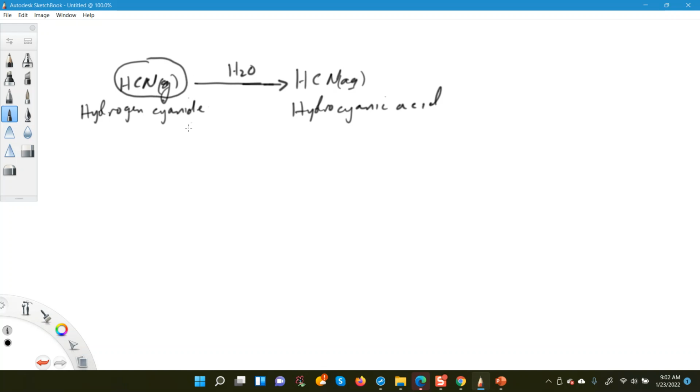So what IUPAC decided to do is that, for the purpose of naming it, they treat it as a binary acid. But as we said before, it's not a binary acid. Because it's kind of unusual, it's not binary, but at the same time, it's not an oxyacid. IUPAC decided, okay, we'll just treat this as a binary acid for the purpose of naming it. Based on that, we can figure out the name of the corresponding acid, which is hydrocyanic acid. That's basically how we come up with the name of this particular acid.